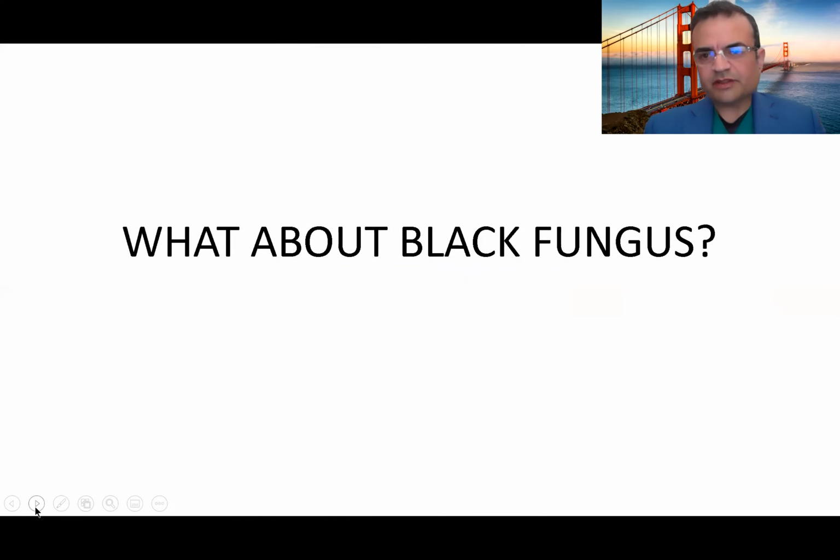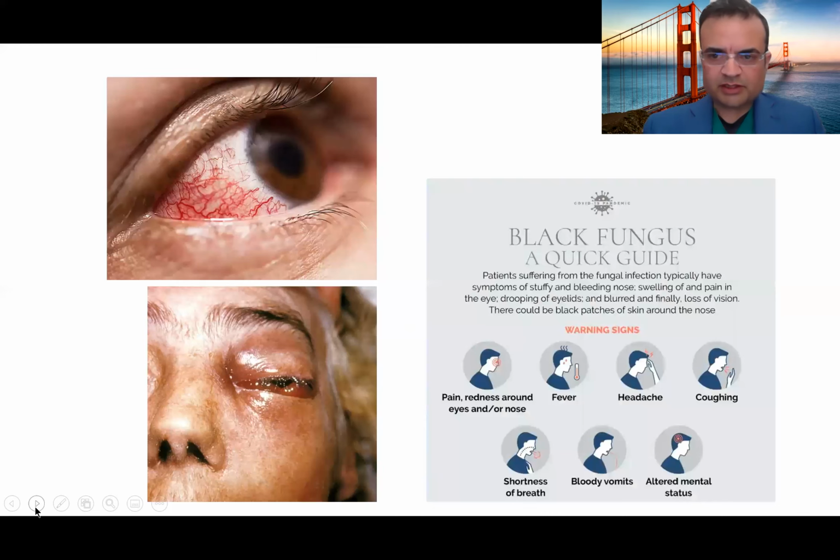A word about black fungus: a lot of coverage in the media, a lot of panic about it. Black fungus is not occurring independent of COVID. This is occurring from a fungus called mucormycosis. It is occurring only in a very small percentage of patients who have COVID. And so there is no need for the general public to start panicking about whether they may get black fungus.